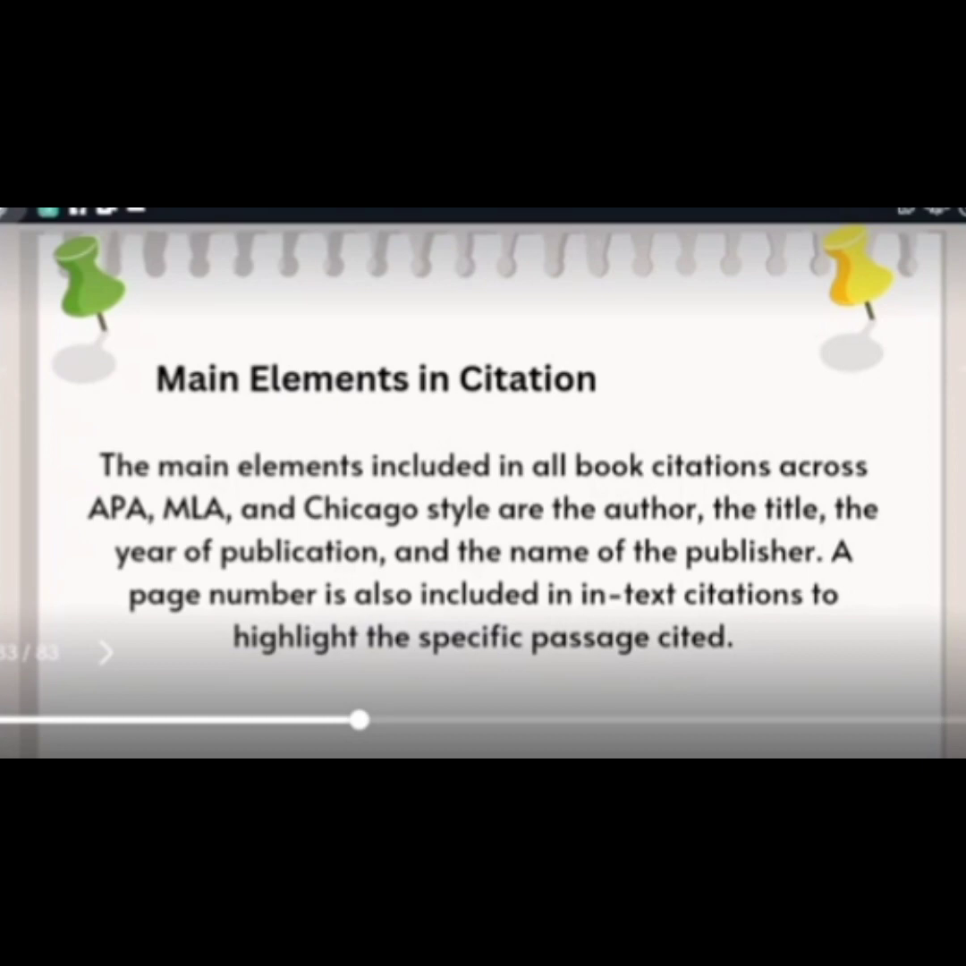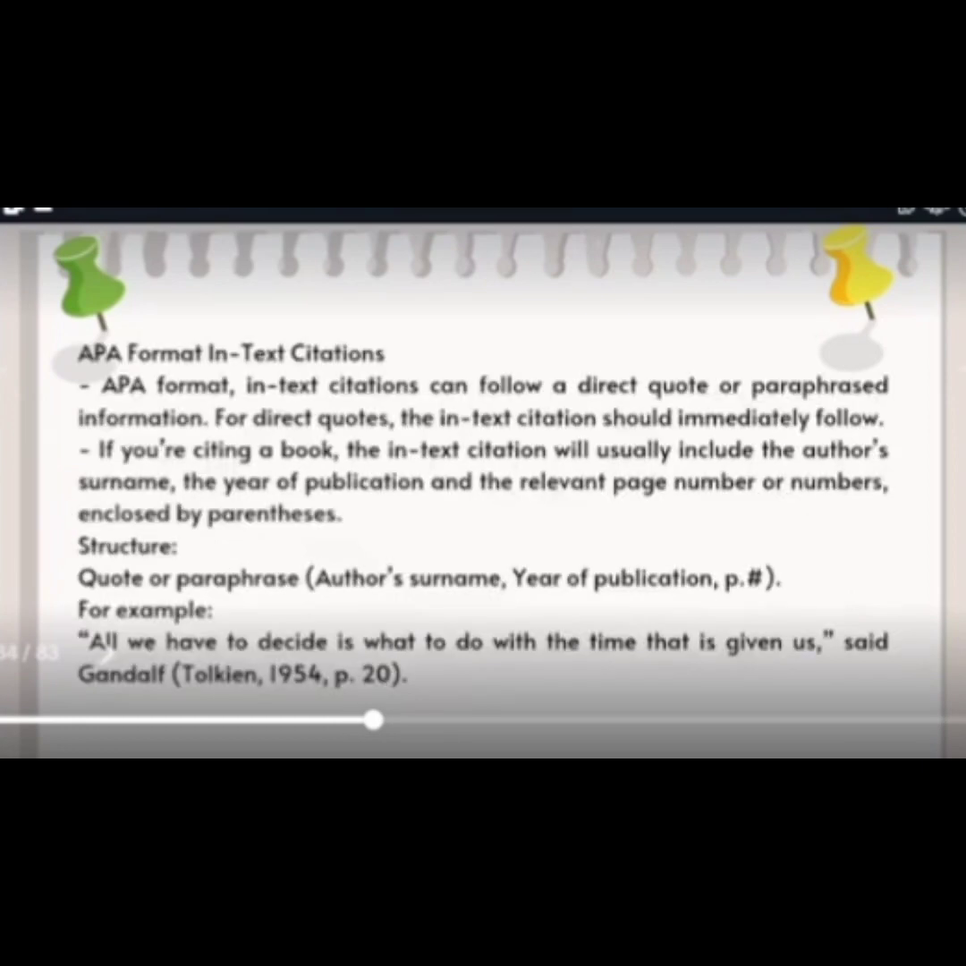Alright, going forward. So we have APA format and in-text citations. They can follow a direct quote or paraphrased information. For direct quotes, the in-text citation should immediately follow. So if you are citing a book, the in-text citation will usually include the author's surname, the year of publication, and the relevant page number or numbers enclosed by parentheses.